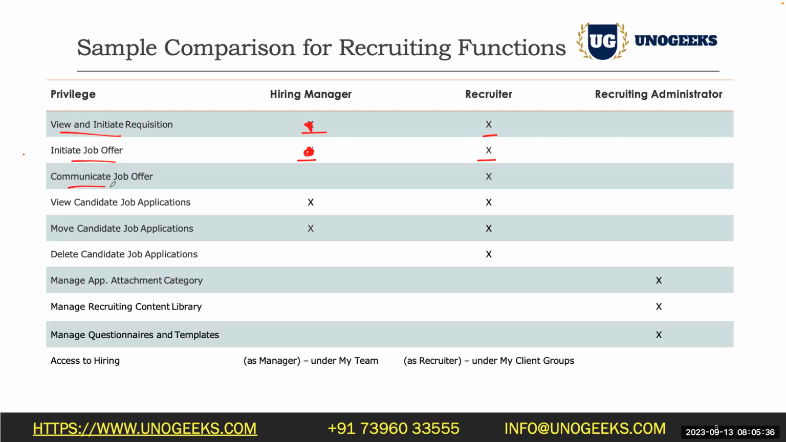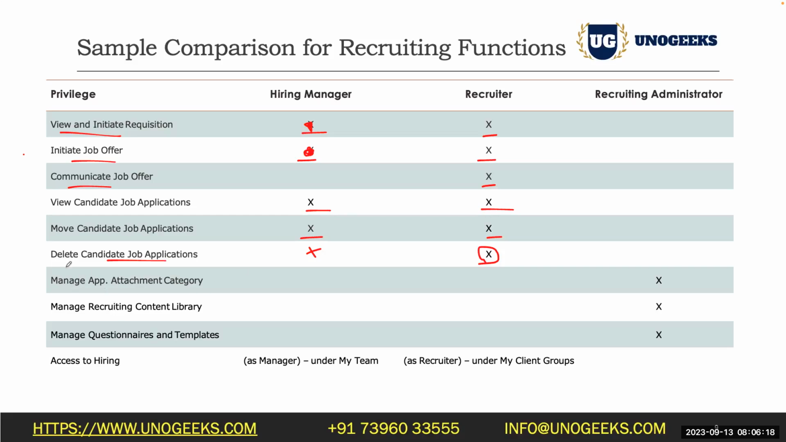Okay. And similarly, we have communicate job offer. As a standard, only the recruiter can communicate the job offer. And then view candidate job applications can be done by both hiring manager and the recruiter. Move candidate job applications can be done by both the stakeholders. And delete candidate job application can be done only by the recruiter. Okay. So if any customizations are required by the user, then those can be achieved. For example, along with the recruiter, the hiring manager should also be able to delete candidate job application. Then we'll just add that privilege to the hiring manager role. So that's how it basically works in the Fusion applications.